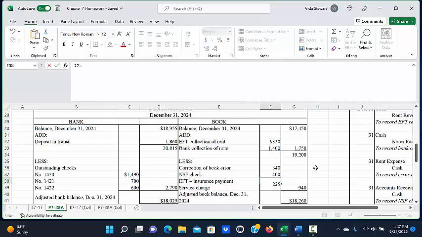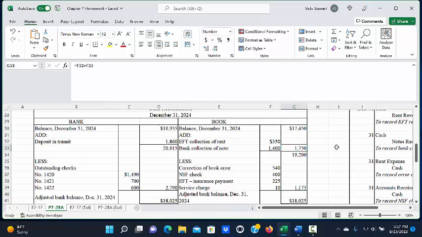Then we also had a $225 insurance payment that came out of our account by EFT, and we had the $10 service charge that the bank charged us for the month. So the total of the subtractions is $1,175.